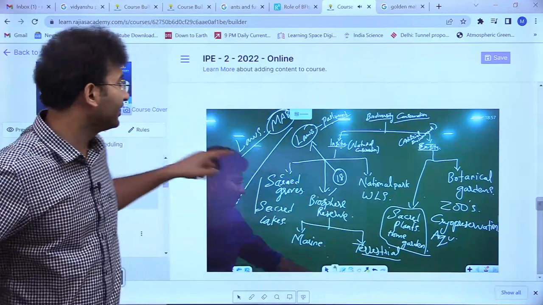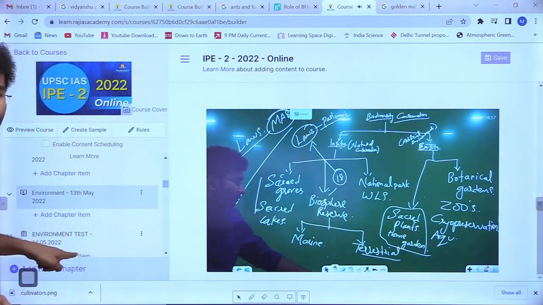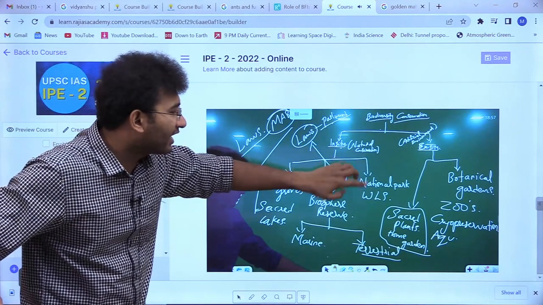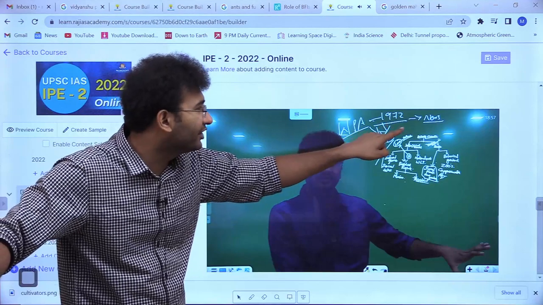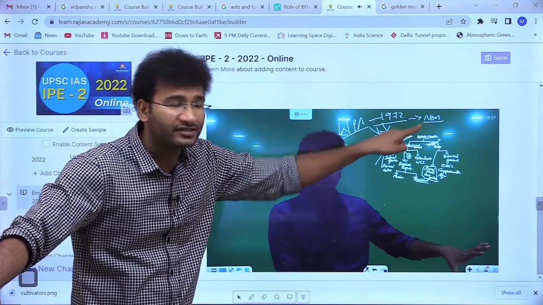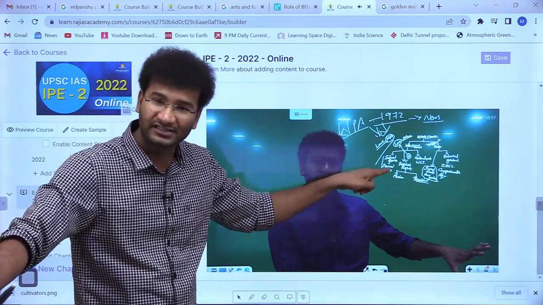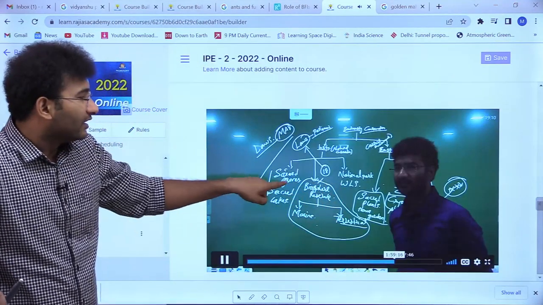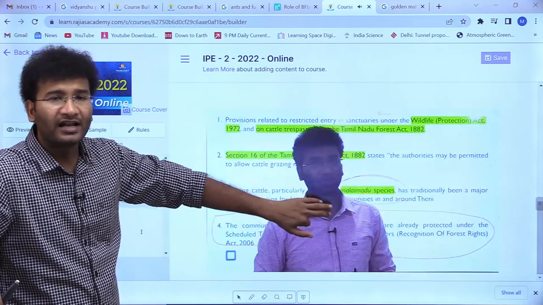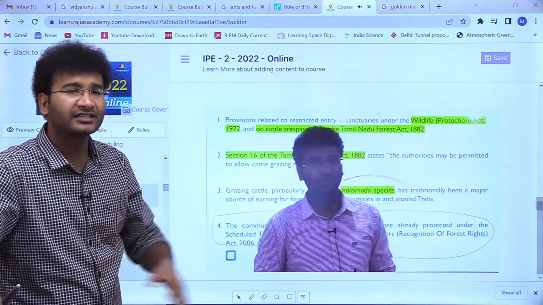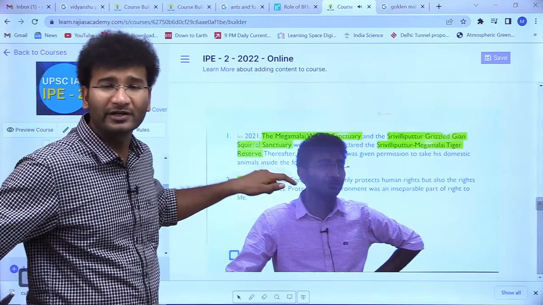We have discussed this on the 13th of May in the IP2 batch, and there I explained what exactly a wildlife protection area is. Apart from that, why is the Wildlife Protection Act 1972 in use? I have already discussed that. There is also a Wildlife Protection Amendment Bill that was in use. We have discussed in detail the sacred groves, biosphere reserves, marine and terrestrial. And look here, we have also linked it with Article 21. That is the question that has been asked.